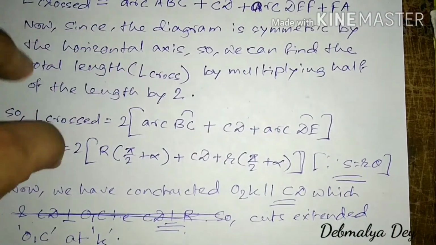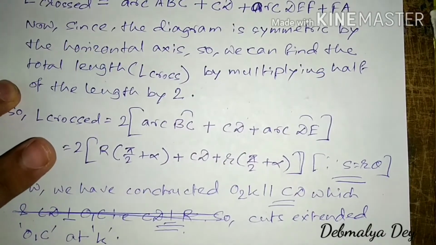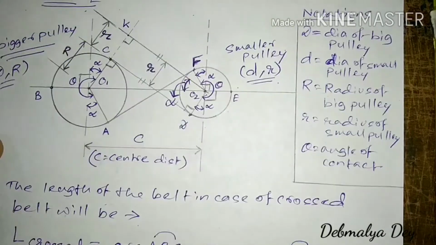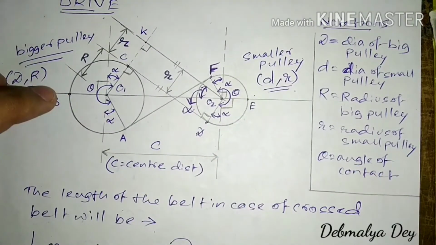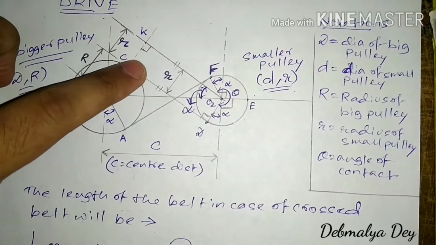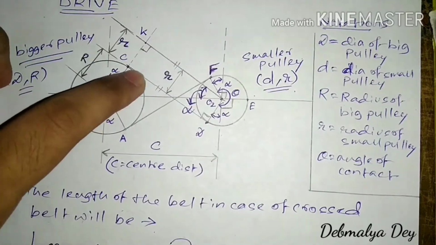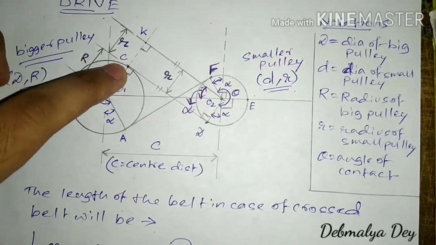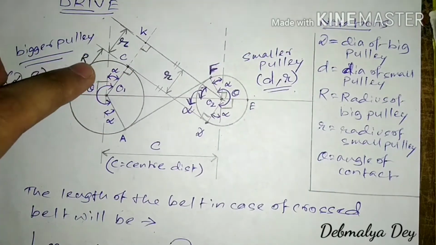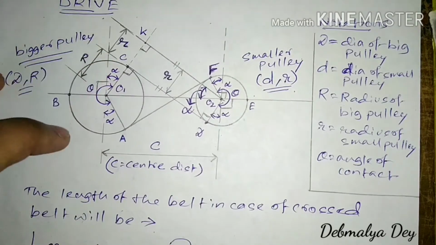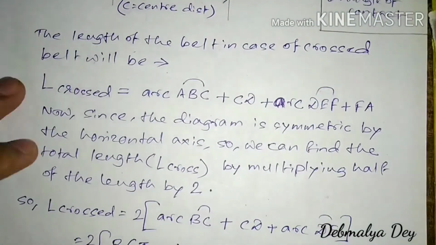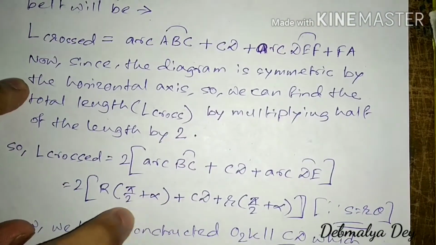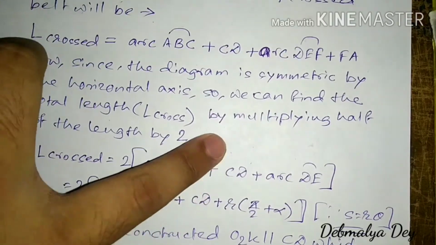Now in the next step I have put the value of these arcs. We all know that the value of an arc is given by the product of the radius and the angle which it makes at the center. Through this formula we find the value of arc BC. What is the angle which it makes at the center? BC makes the angle 90 plus alpha. Why 90? Because this angle is 90 and this angle is alpha. So the angle for arc BC is 90 plus alpha, that means pi by 2 plus alpha into r. That will be the value of the arc, plus CD will remain as it is.